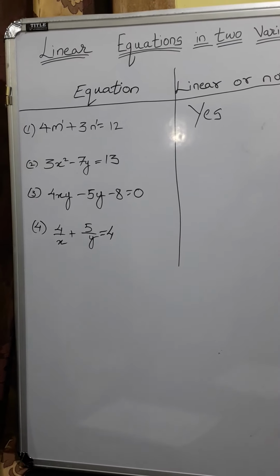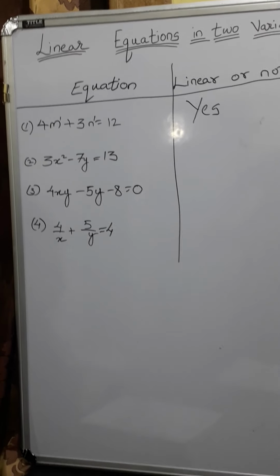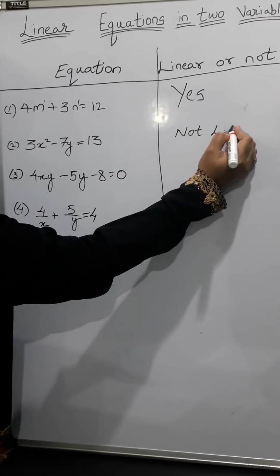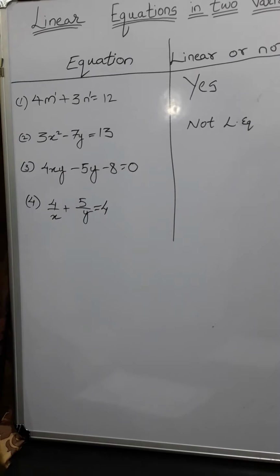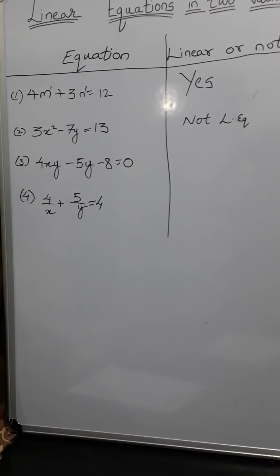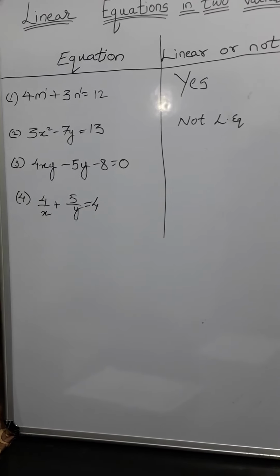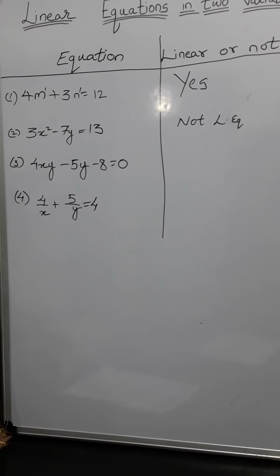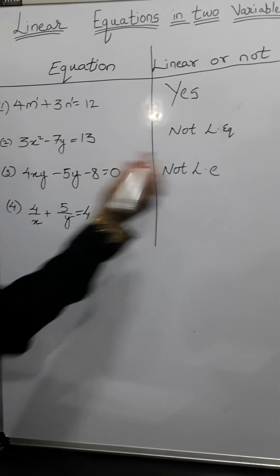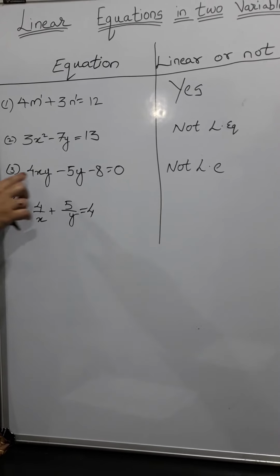The next equation is 3x square minus 7y is equal to 13. This is not a linear equation. Why? Because here the degree of the variable is 2, a number other than 1. The next equation is 4xy minus 5y minus 8. By seeing it, you will say this is not a linear equation. Why? Because here the variables are x and y, and their product makes the degree 2.